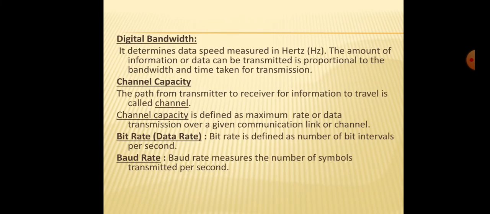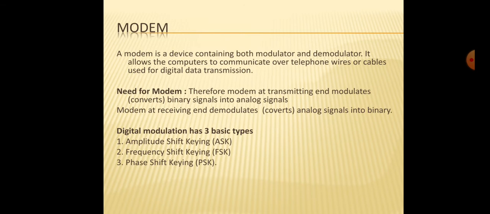That is, first one, digital bandwidth. Bandwidth is what? The data speed. Okay, it determines the data speed measured in hertz. That is, the amount of information or data that can be transmitted through a line. That is your bandwidth. The next, channel capacity. The path for the transmitter to receiver for information to travel is called the channel. Okay, and what is the capacity? It is nothing but the maximum data which can be transferred through that channel. The next one, bit rate. Bit rate is defined as the number of bit intervals per second. Baud rate. Baud rate is nothing but it measures the number of symbols transmitted per second. How many symbols can be transmitted per second it is.